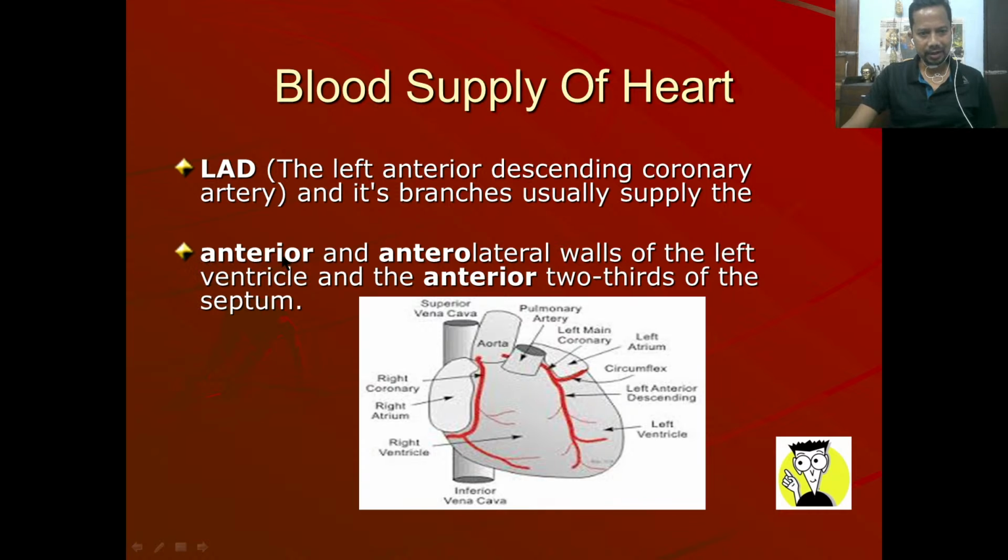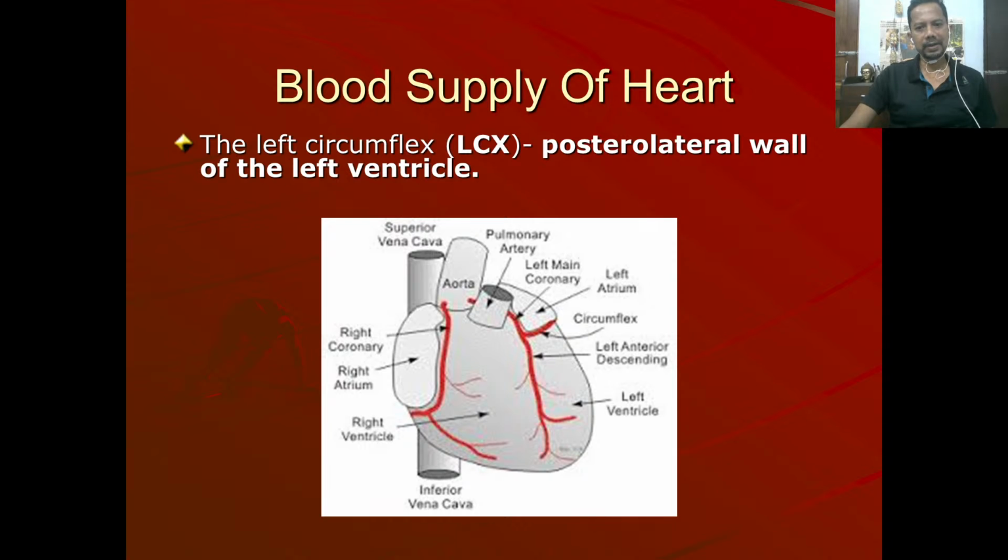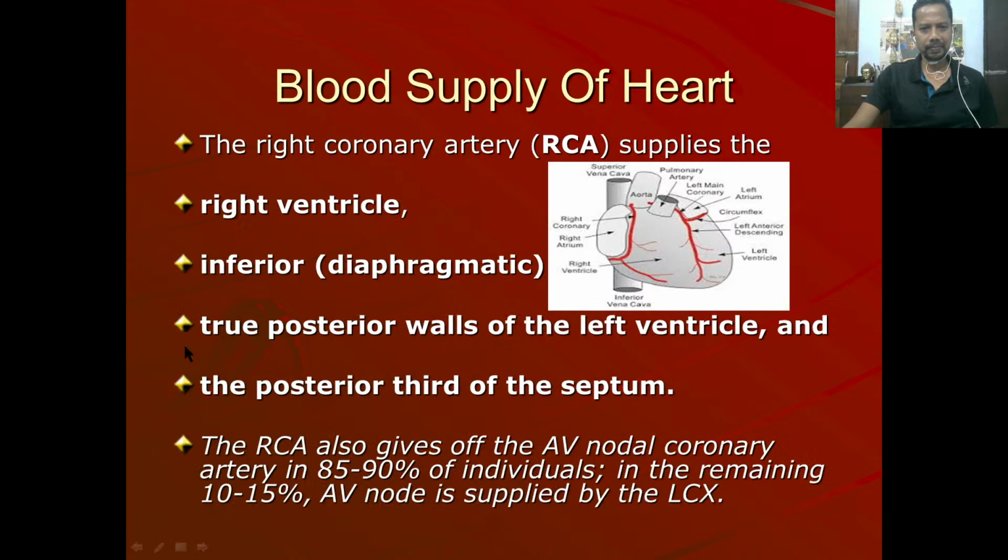Anterior wall of LV, anterolateral walls of the left ventricle, anterior 2/3 of the interventricular septum. So LAD supplies these areas: anterior wall of the LV, anterolateral wall, and anterior 2/3 of interventricular septum. So that is LAD. Then the left circumflex, LCX, supplies the posterolateral wall of the left ventricle.